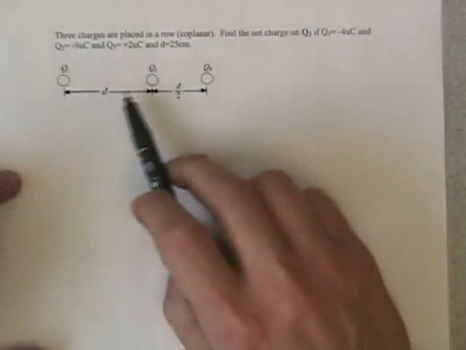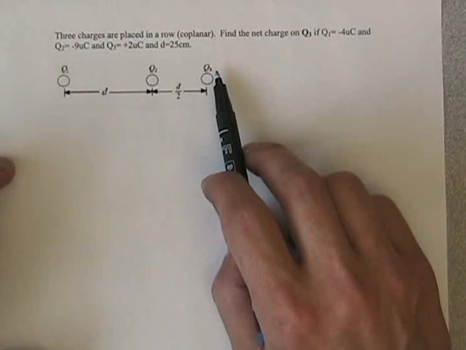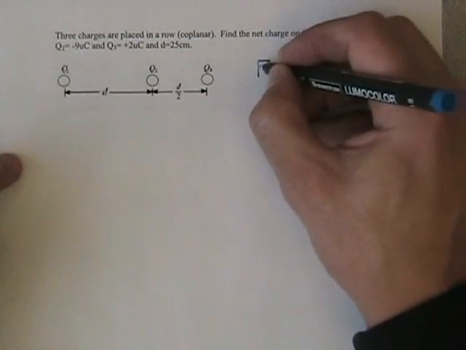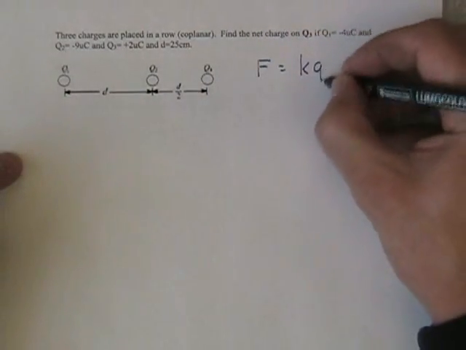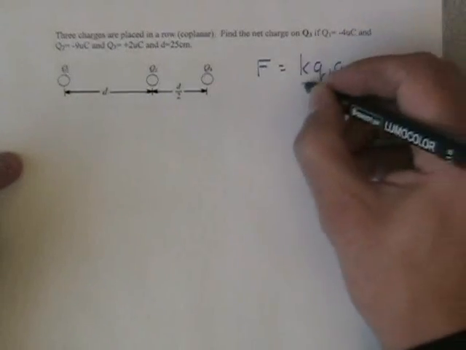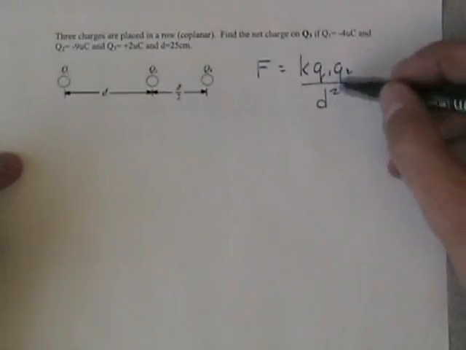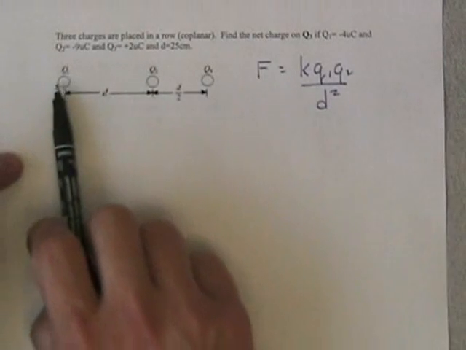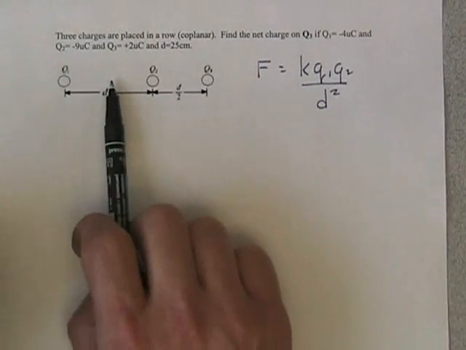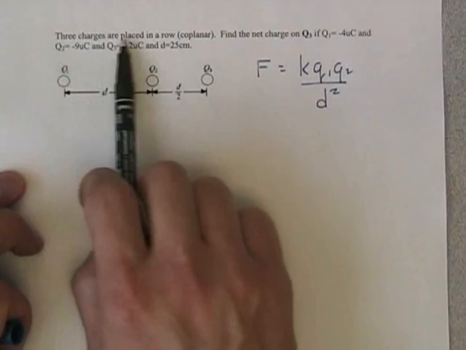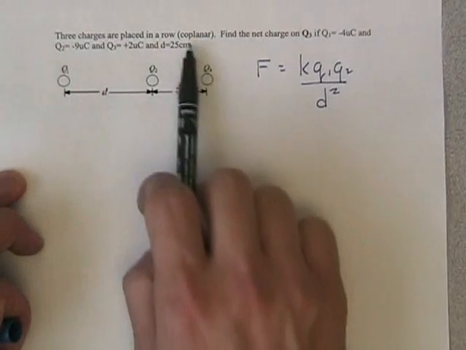Okay, now we're doing Coulomb's law, but we've got 3 charges in a row, and this is a little bit more difficult. We still use Coulomb's formula here. So K, Q1, Q2 over D squared. The thing is you have to identify the 3 charges, and we have to do a few things first. First of all, it says the 3 charges are placed in a row, which is also called coplanar.